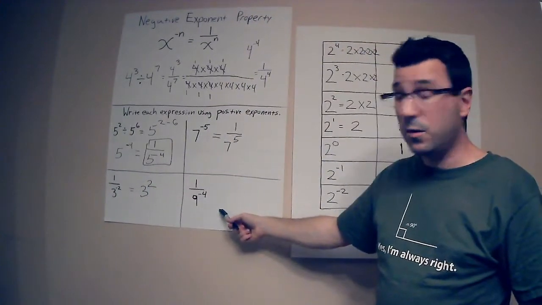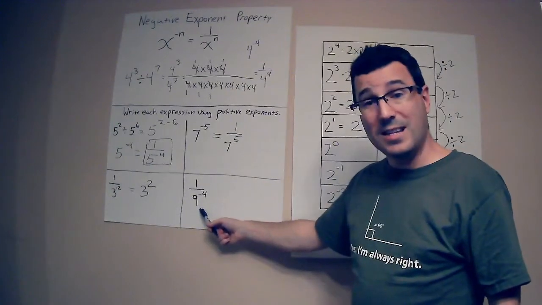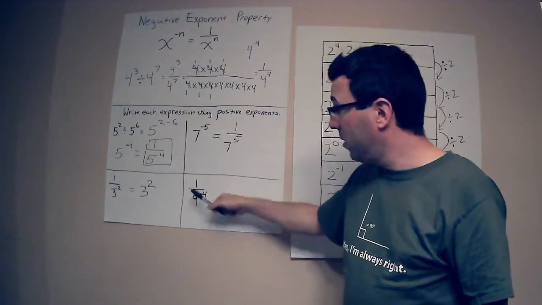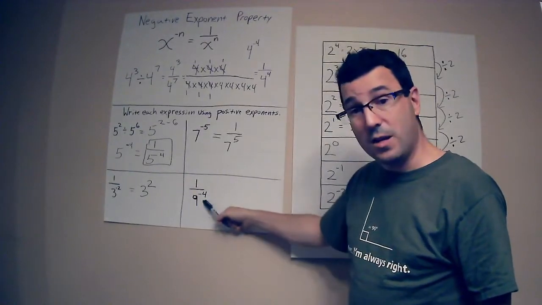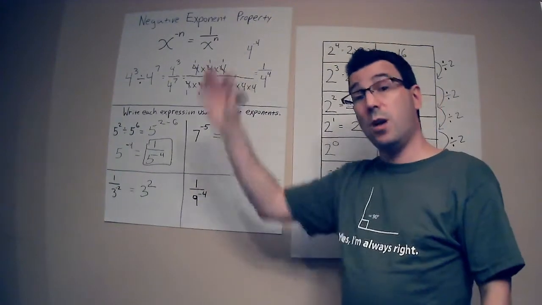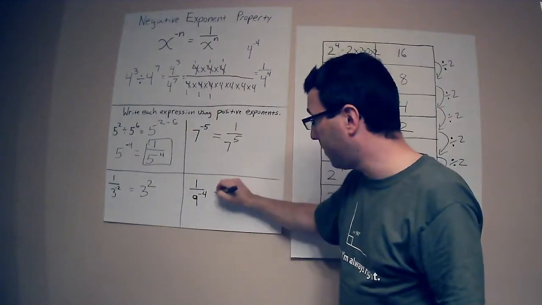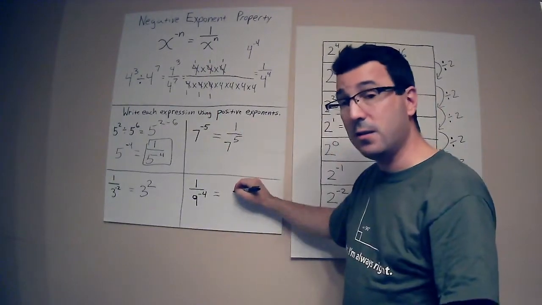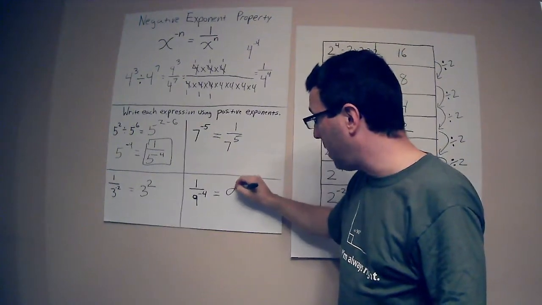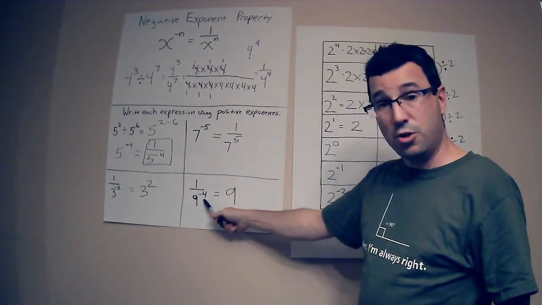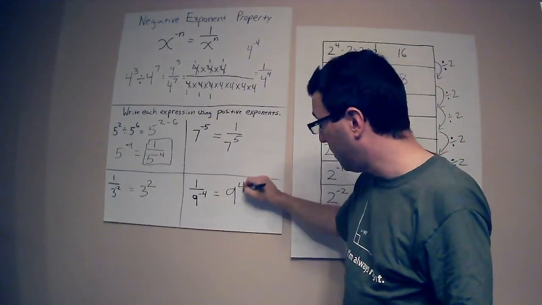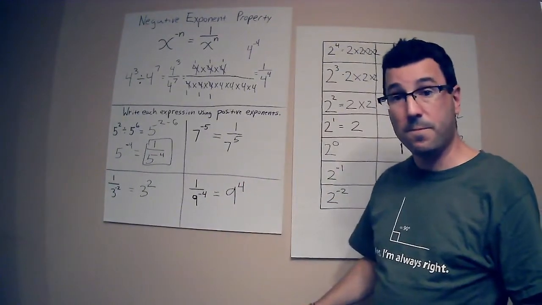One more. 1 over 9 to the negative 4. Again, the negative is in the denominator, so what we have in the denominator, we're actually going to move up to the numerator. So now it's no longer 1 over 9 to the negative 4. It's going to be 9. Change the negative exponent now to a positive. 9 to the 4th.